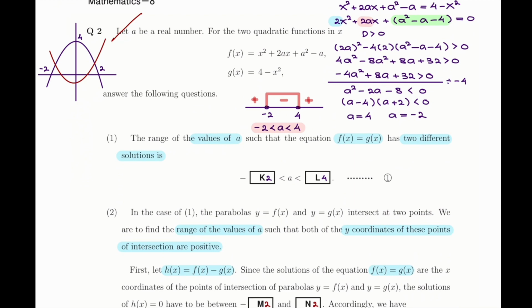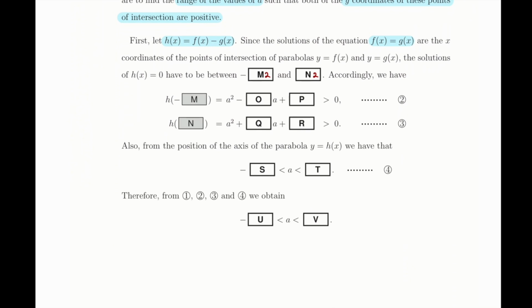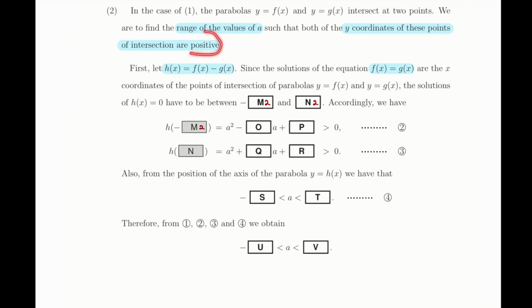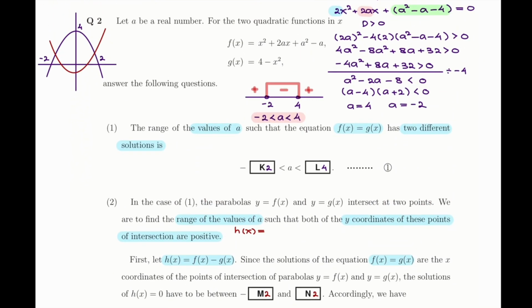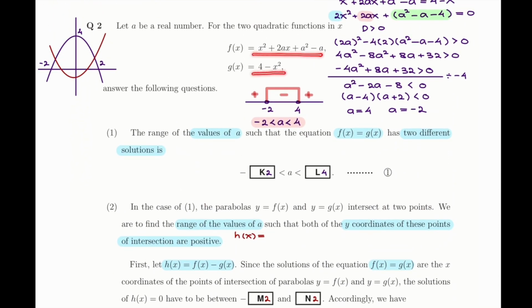Okay, and then accordingly we have h of -m, m is 2, is equal to blah blah blah, must be greater than 0. This is the value of y, and then the value of y is positive. That's why we have greater than 0 here. h of x is f of x minus g of x.